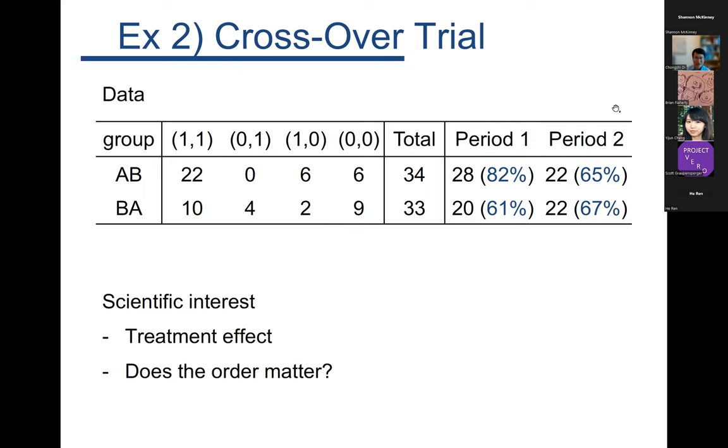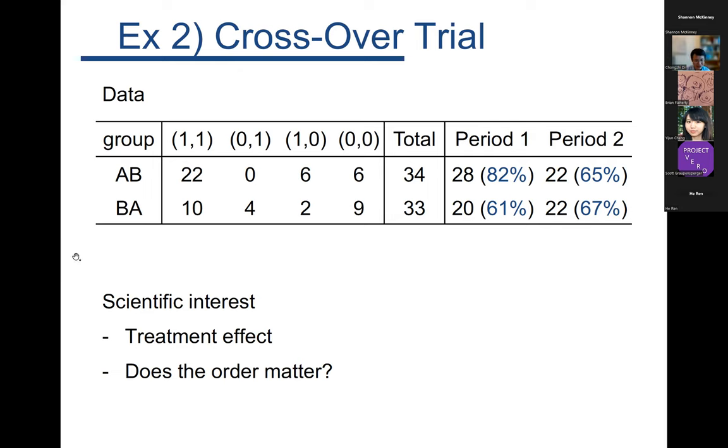Now in this trial, the scientific interest is, first, is there any treatment effect? So this is really a comparison between A and B. Notice that this is a little different from a typical two-arm randomized trial, where you really compare two groups. But in this case, everybody experienced both treatment options. So the model building is a little different, as we will see in the next slide.